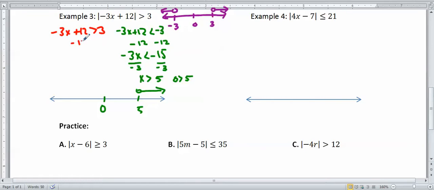So subtract 12 from both sides. I get negative 3x is greater than negative 9, and then divide both sides by negative 3. Okay, so x, since I'm dividing by a negative, I need to flip the sign again. Negative 9 divided by negative 3 is positive 3. And I'll open circle. Check the 0. Is 0 less than 3? Yes.